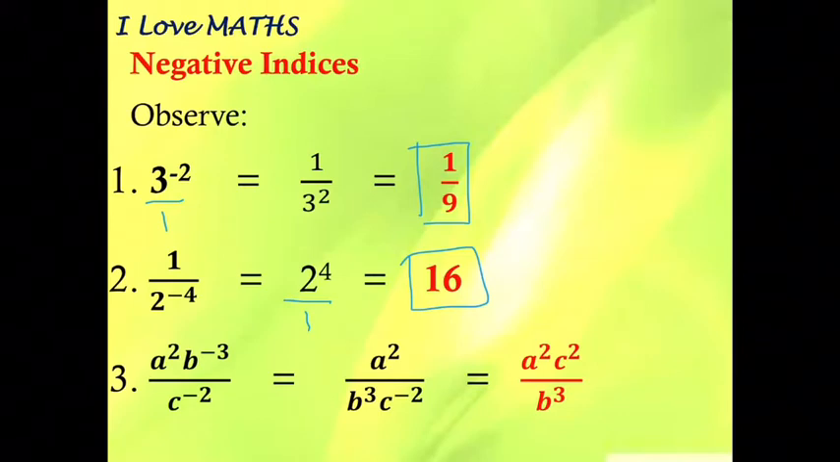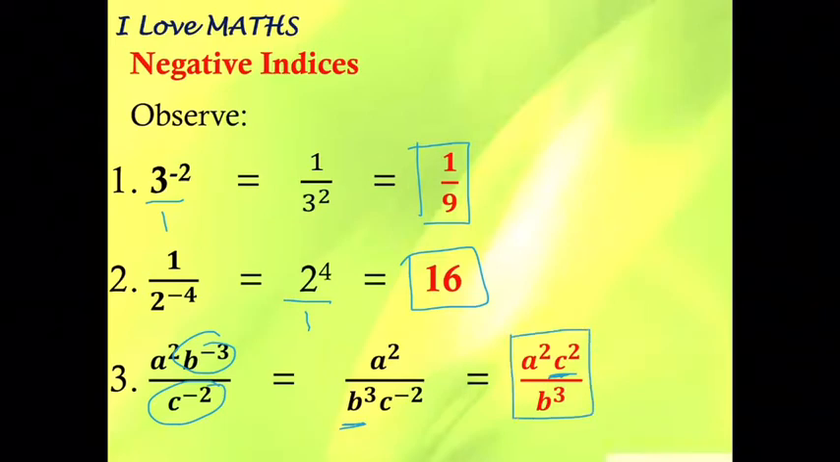For number 3, a squared b raised to negative 3 all over c raised to negative 2. We have two bases, b and c, which have negative index. So first, b raised to negative 3 is part of the numerator. Bring it down to the denominator and make the index positive 3. Now for the c raised to negative 2, it's part of the denominator. Bring it up to the numerator and make the index positive 2. So the final answer is a squared c squared all over b raised to 3.